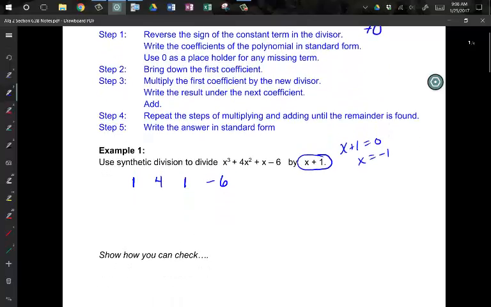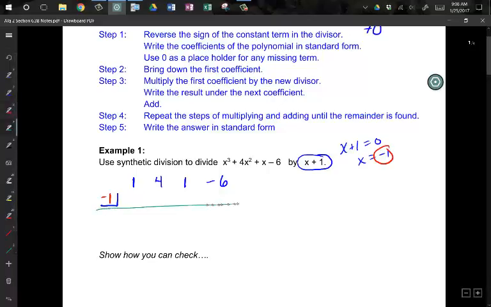Now what we're going to do is go off to the left and draw a little half box like that, and we're going to put that -1 value from over here in that little half box. And now we're going to do the process of synthetic division. Draw a line right there. Bring down the first term, 1, and multiply. What's -1 times 1? Put that -1 right there. That is the entire first step.